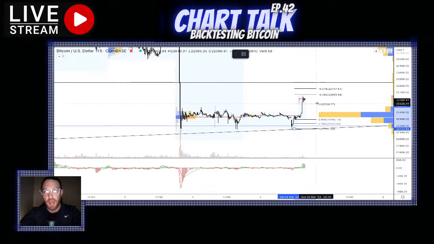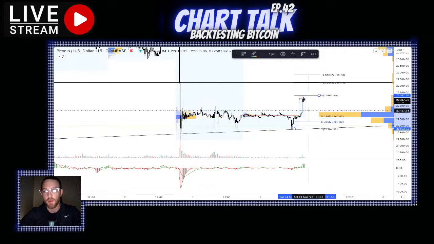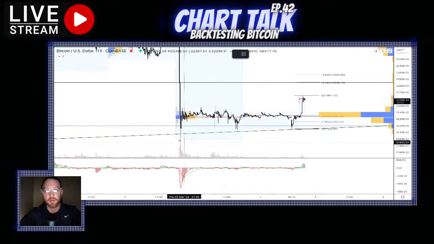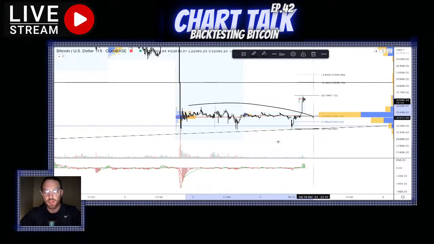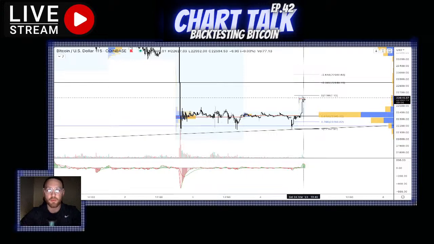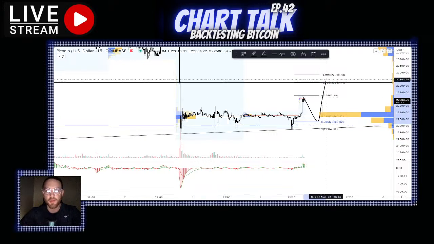With it being at this macro fib level, and with no one knowing what could happen, this does look like a possibility of a little bit of accumulation, and then we're starting to break out. So I think this is a very good idea.